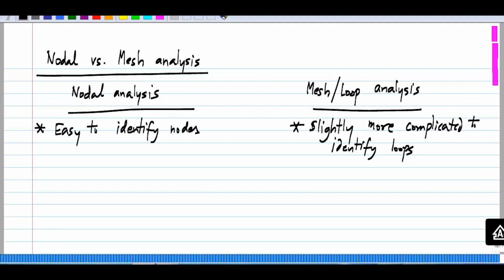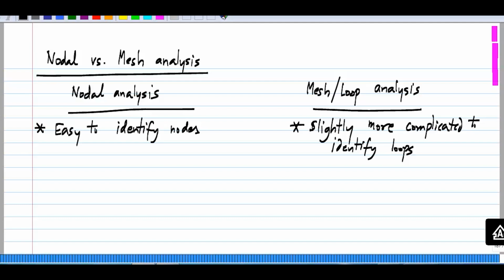Now all real circuits will lie somewhere in between, but by and large I think you will end up with fewer equations with nodal analysis. So that's why nodal analysis is preferred as well. But the main reason is that it's a lot easier to systematically identify the nodes and write down the equations.